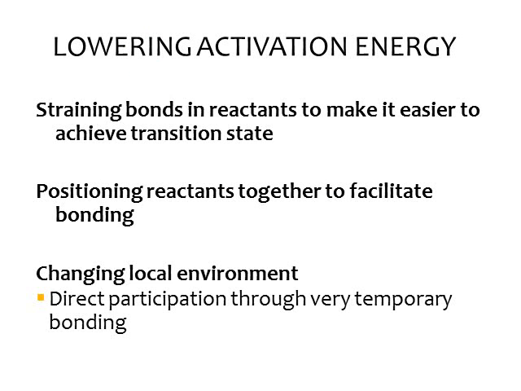So one really big purpose for enzymes is to lower the activation energy that we just looked at. In addition, enzymes help to strain the bonds in your reactants to make it easier to get to that transition state. And then enzymes also position our reactants together to facilitate bonding. And enzymes can change the local environment so they can actually participate in the reaction, and you can have what are called temporary bonds that occur between your enzyme and your reactants.